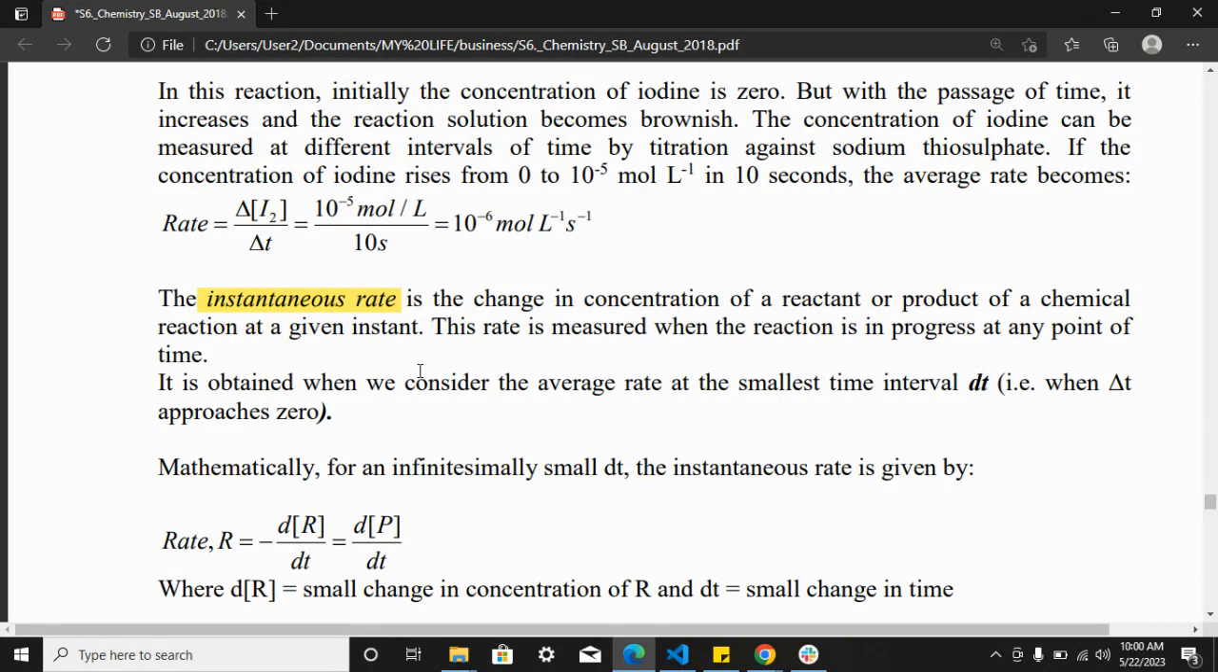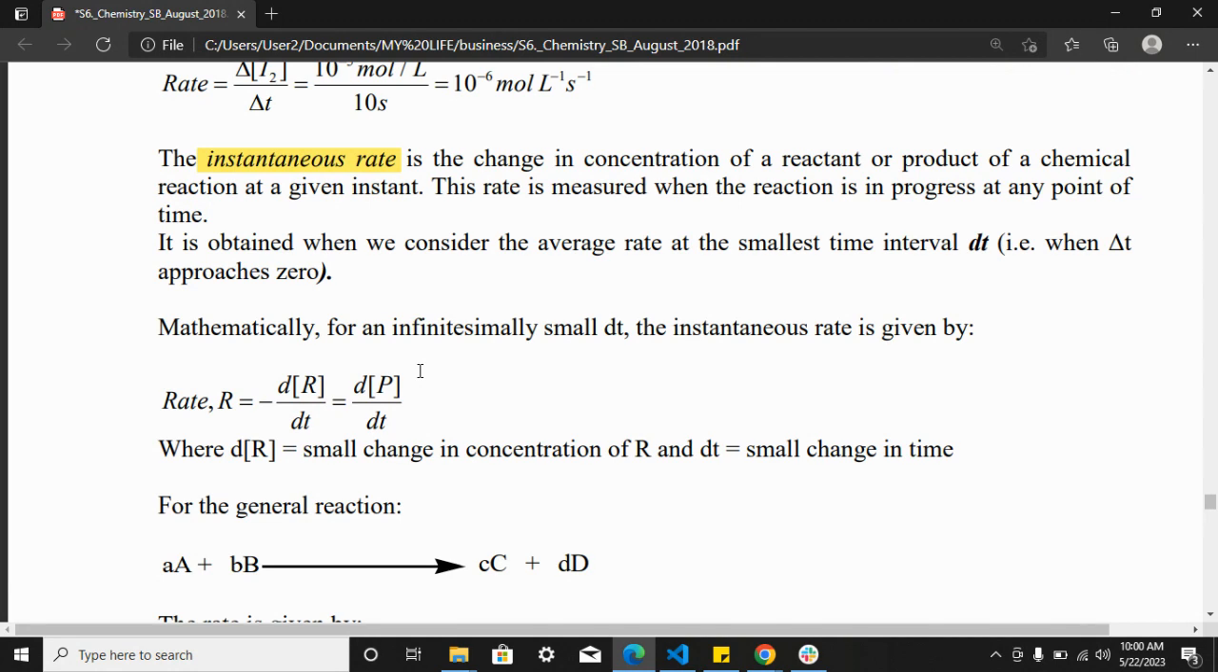So the instantaneous rate is the change in concentration of a reactant or product of a chemical reaction at a given instant. This means the rate we can measure is the concentration we can obtain of a reactant or product of a chemical reaction at a given time; we can even ask at any time and check. So this rate is measured when the reaction is in progress at any point of time. That is why we said you can even choose any point of time.